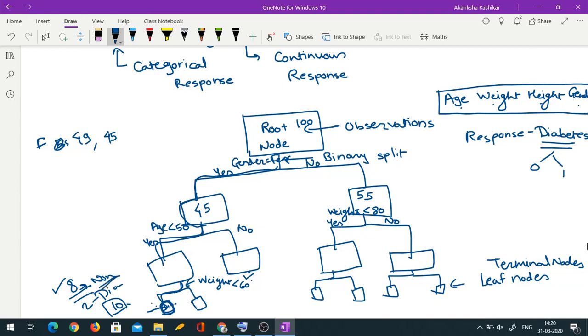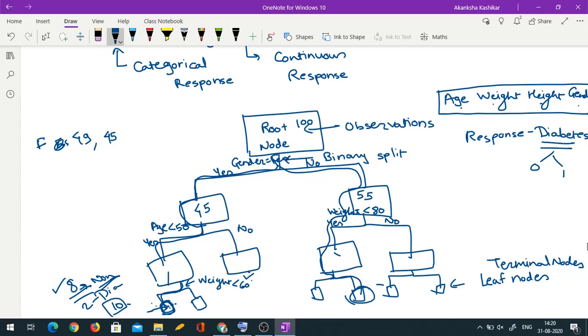class. Got it? So given any new observation, you check how that observation travels across the tree. Sometimes it may go this way. So how that observation travels across the tree, and then finally it would end in one terminal node or one leaf node. So you would check what is the opinion of the majority in that leaf node. That becomes your prediction in a classification setup.